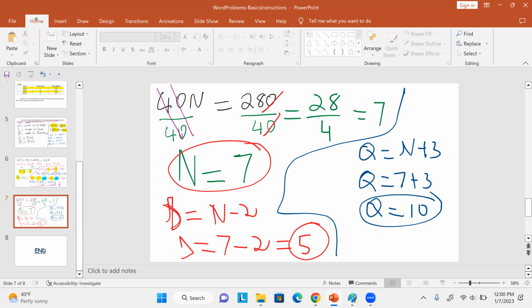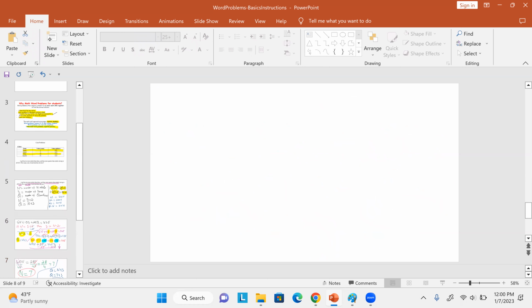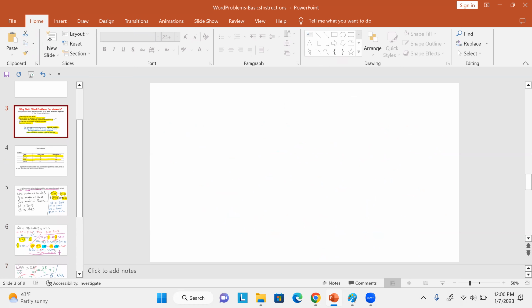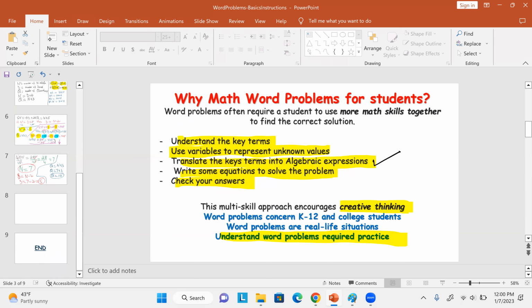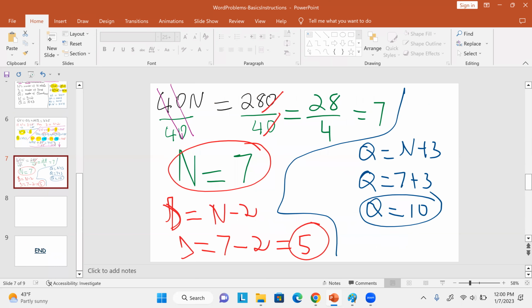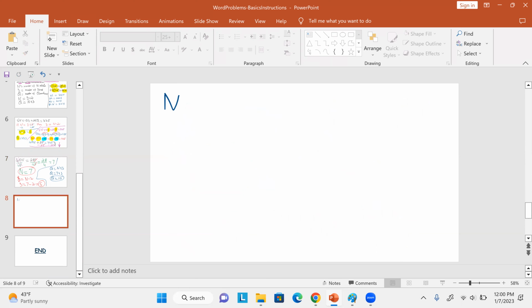Now we need to check this. Remember, in the steps, the skills, we have to know how to check our answers. So let's check. But first of all, let's rewrite everything. We have N is 7, D is 5, Q is 10. This is the number of nickels, number of dimes, and the number of quarters.